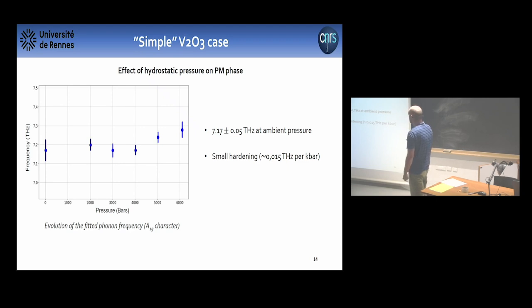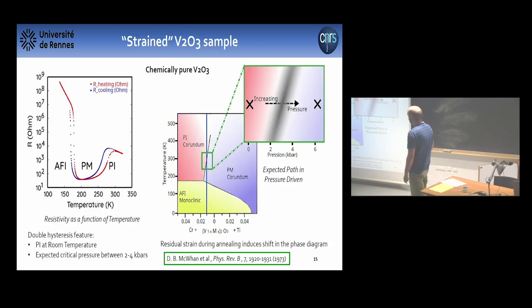But as I put in my title, the target we have is to do the mode transition, right? So how can we achieve such a thing? Thanks to our colleague, you can have, let's call this a strained V2O3 sample. The idea is that you have some thermal expansion mismatch between a substrate and a thin film, and this will induce some strain that will push, even if you're chemically pure, the system into the PI phase at room temperature. So how can we be sure about that?